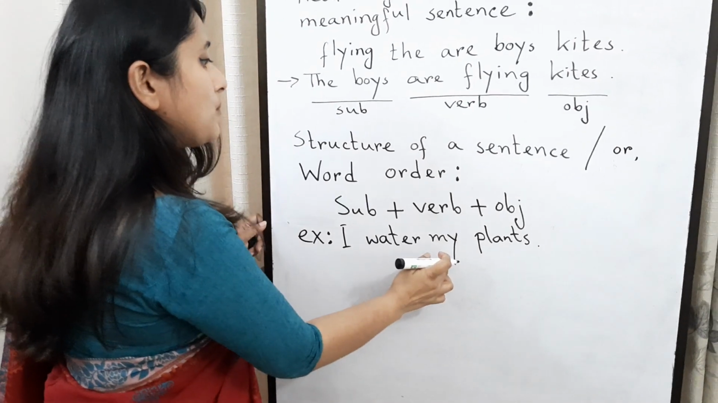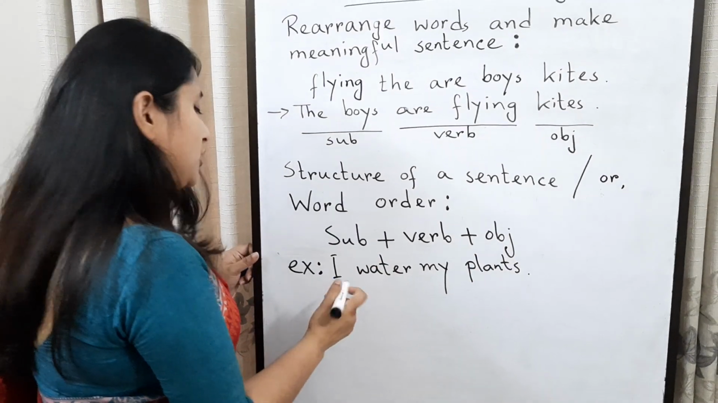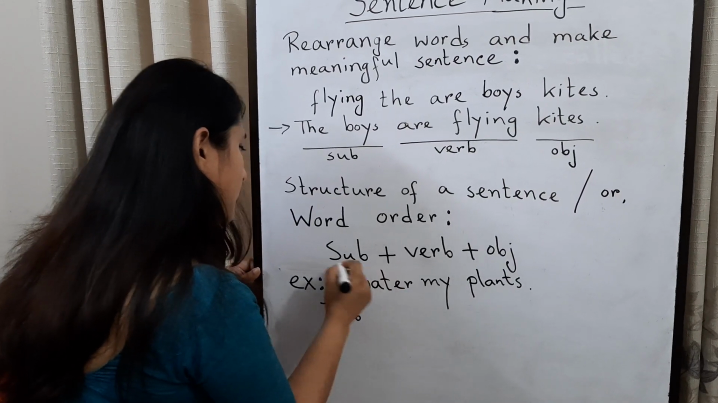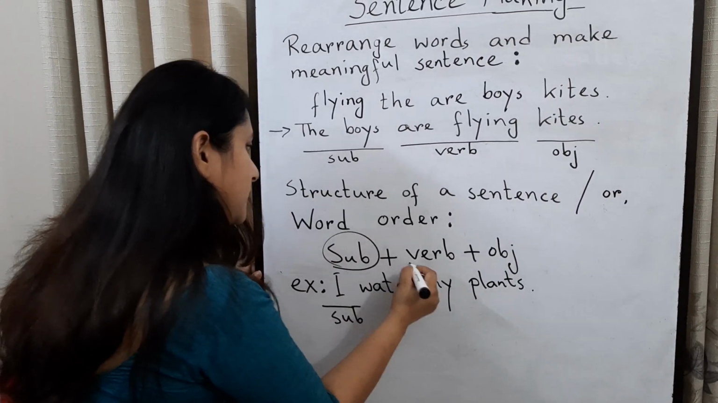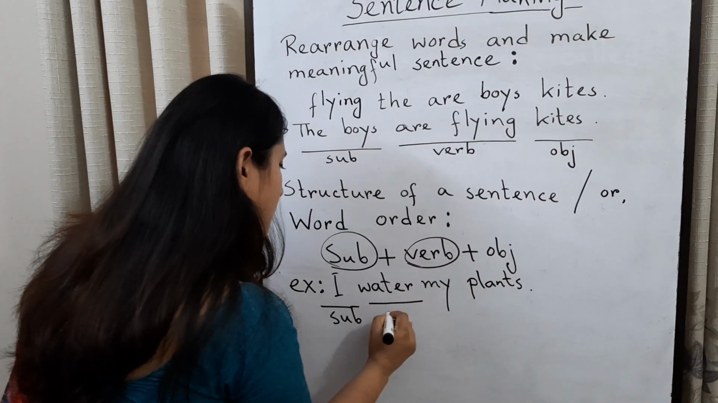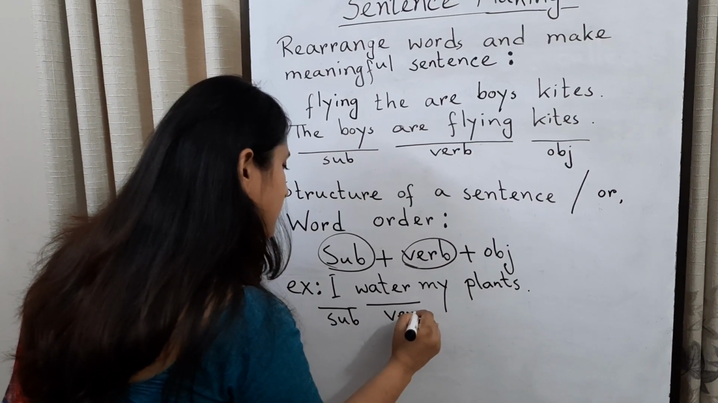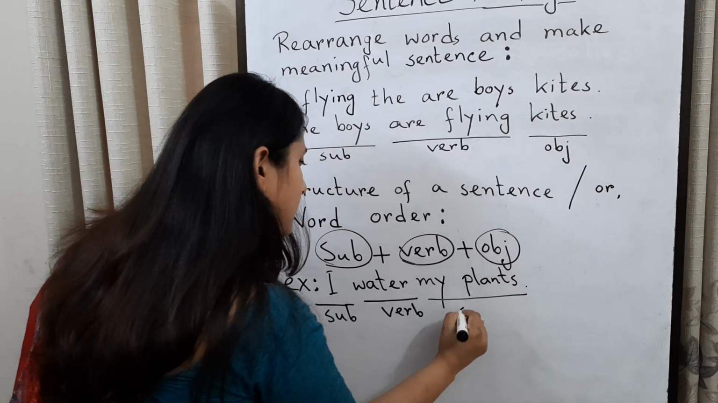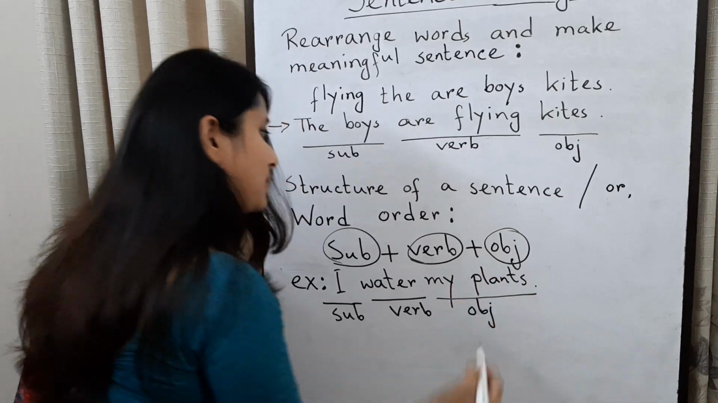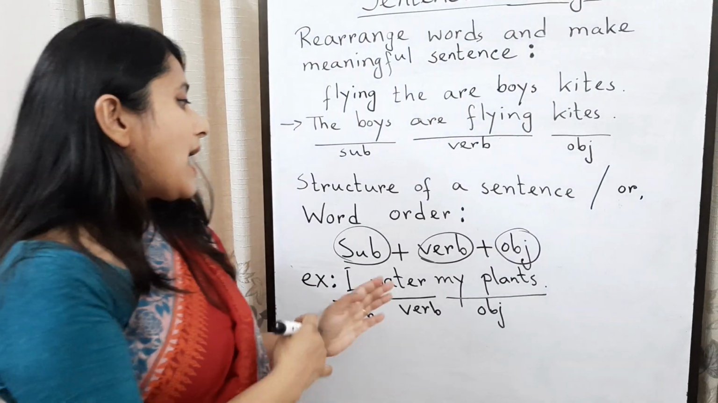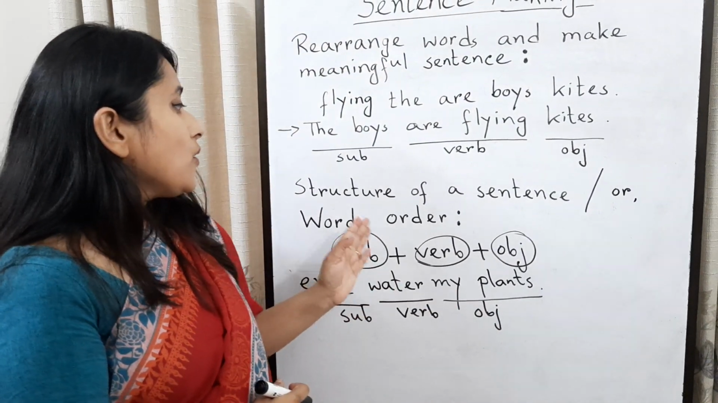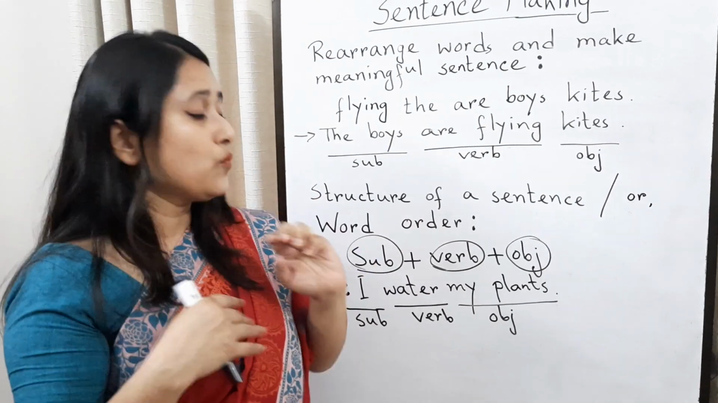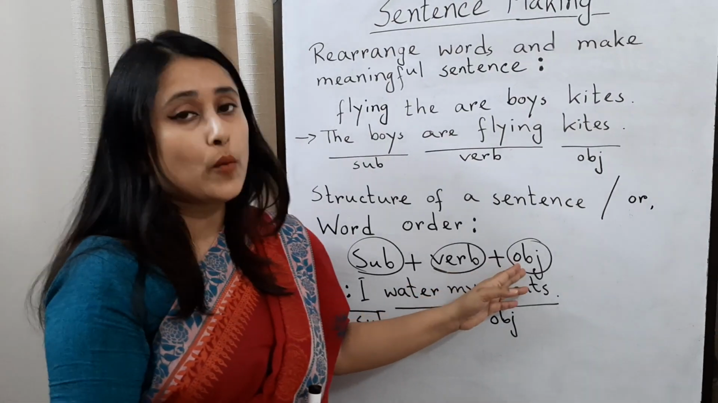I water my plants. Here the subject is I. Here the verb is water. Here the object is my plants. So we have to arrange it according to the word order. But at first we have to recall what is a subject, a verb, and an object.